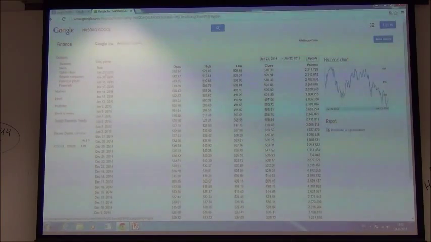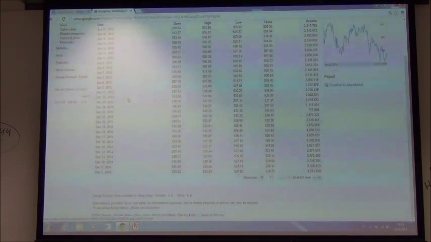We can see the prices for the stocks in the past, for January 21st, for January 20th, etc. We would like to download these prices. On the right, there is a button or a link, download to spreadsheet. We press that button. And now we have a CSV file, which is not actually so beautiful.